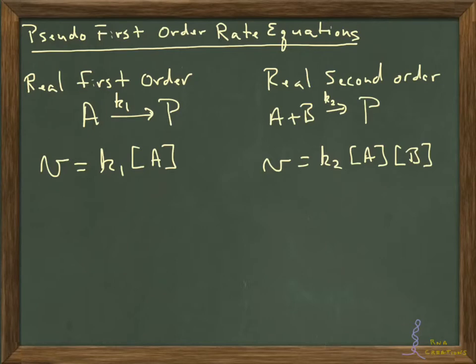So pseudo first order means that it looks like it's first order, but it's not. And so you take a second order rate process like the one on the right, and you make it appear like the one on the left. And the way you do that is you let something be in excess. Okay? So what do you guys want, A or B? B.